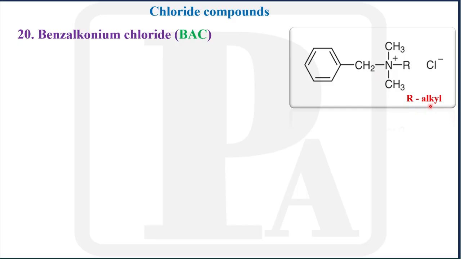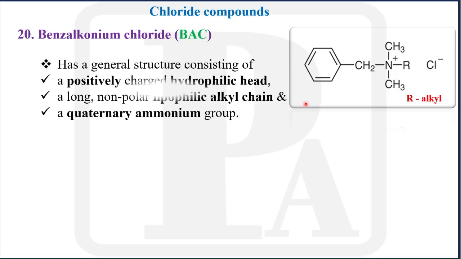Here R is alkyl. So this is a general structure consisting of three parts. One is a positively charged hydrophilic head. Look at that, we are dividing the structure into two. So R is one part and the left is another part. The left part, without R, is called the hydrophilic head, and that is a positively charged one. And R, we said, is an alkyl chain.